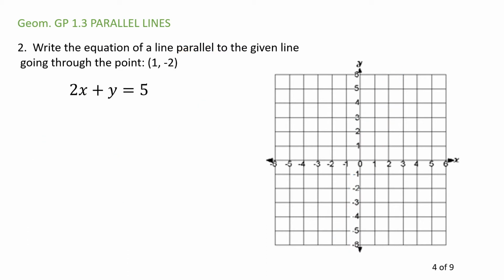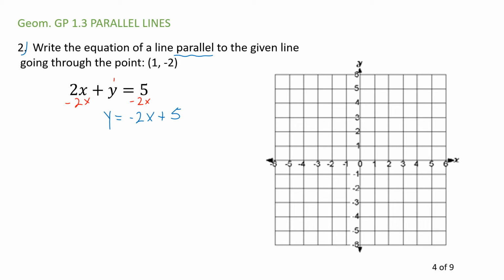Look at number 2. I'm going to do the same thing. Write the equation of a line that is parallel to this line, but going through the point 1 comma -2. Well, I got a problem here. This is not in y equals mx plus b form. This is in what's called standard form. I'm going to get y by itself. And to do that, you subtract 2x from both sides. And you have y equals -2x plus 5. That's the actual equation of this line.